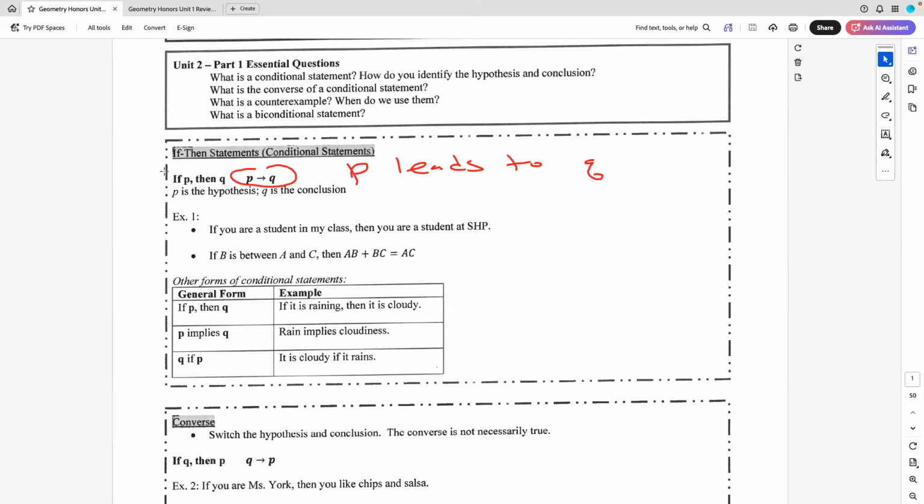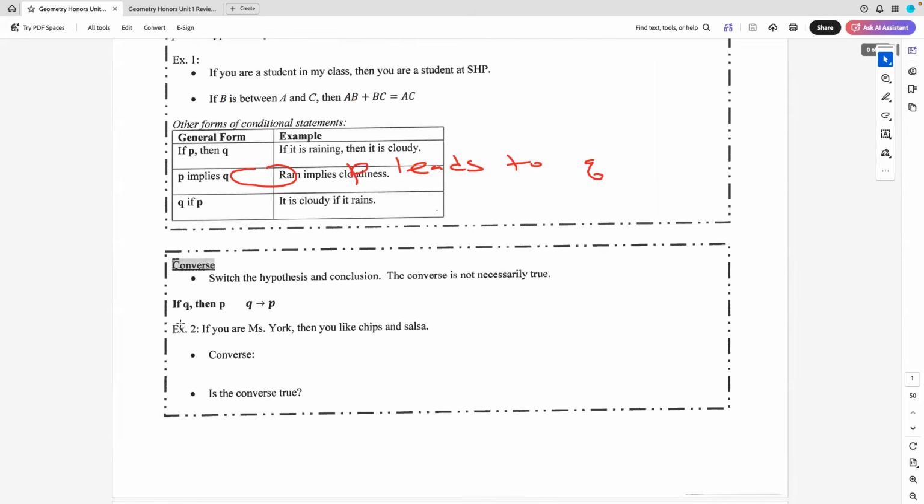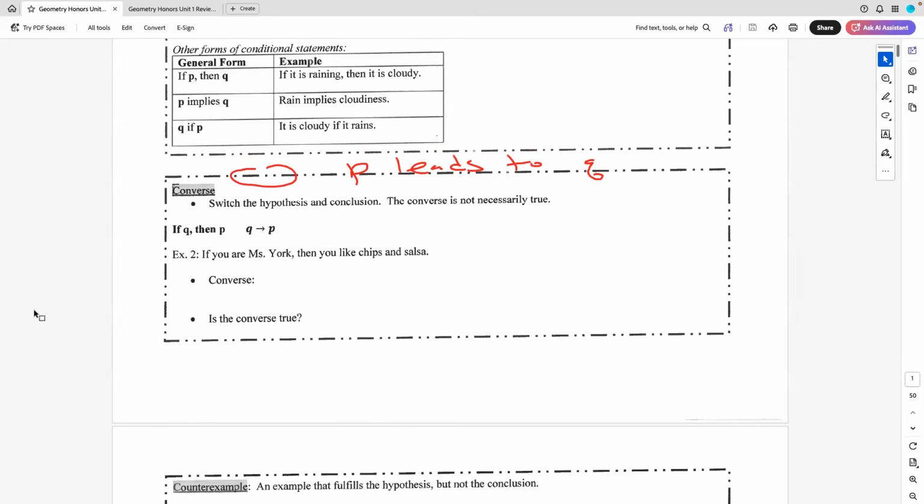There are a few ways you could write it. You could just say if P, then Q, or P implies Q, or Q if P. For example, if it is raining, then it's cloudy. Rain implies cloudiness. It is cloudy if it rains. Those are all conditional statements. There's really not much to write down for this. It's more just know it. It's laying the groundwork for the rest of the unit.